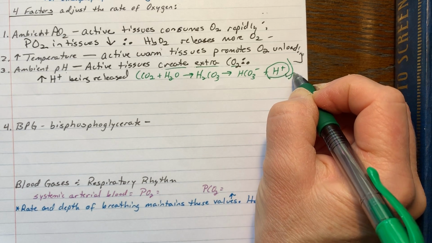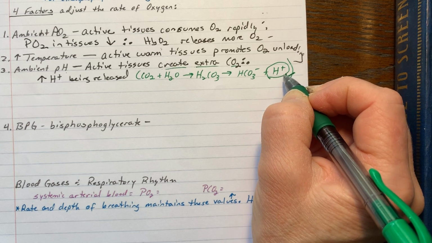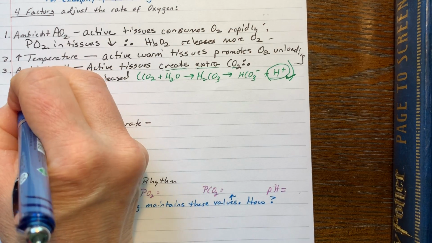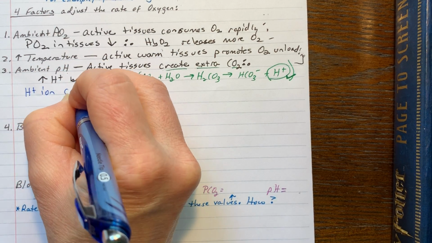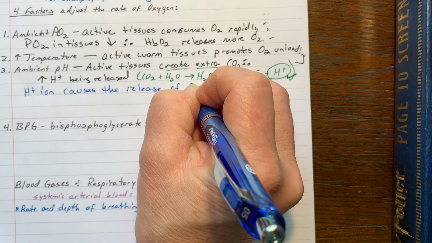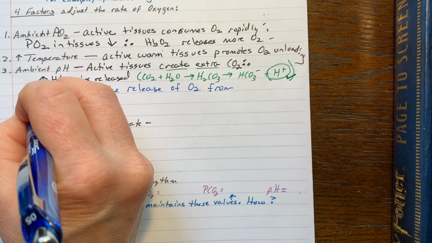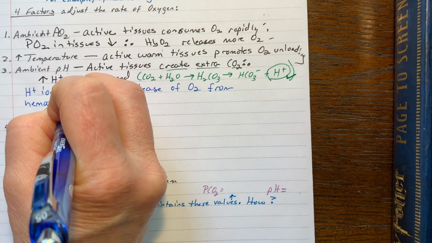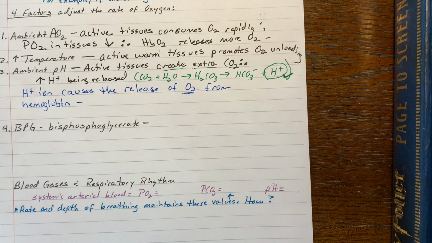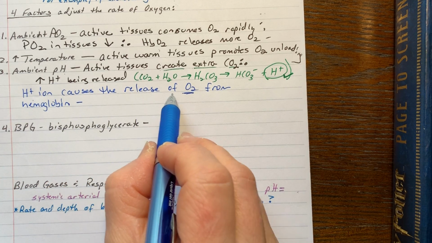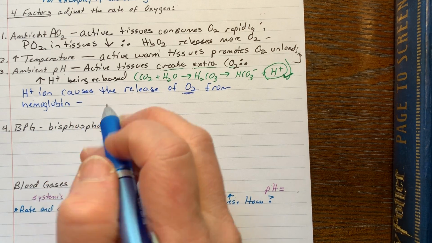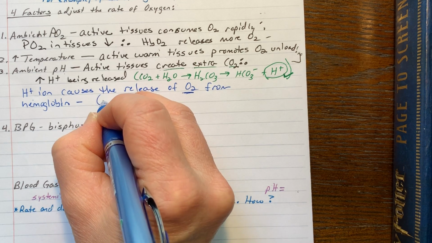Now remember, hydrogen ions are good, because hydrogen ions cause the release of oxygen from hemoglobin. If you're working, don't you want to have a lot of oxygen available? Yes. So hydrogen ions cause the release of oxygen from hemoglobin, and that makes your skeletal muscles happy. This is called the Bohr effect.